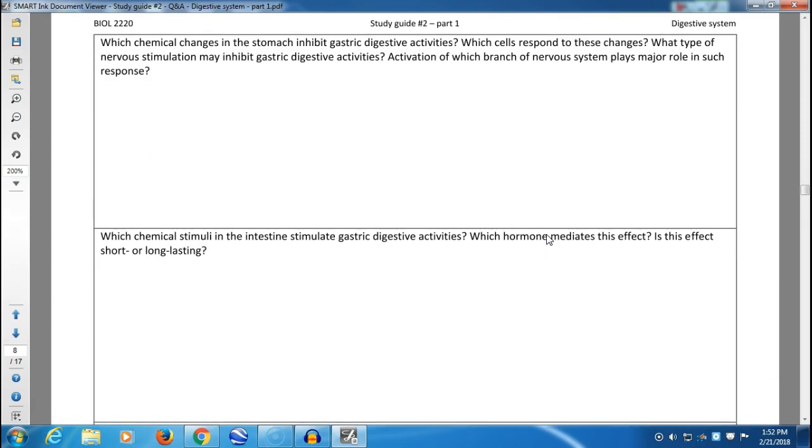Which chemical change in the stomach inhibits? Low pH and basically absence of food. Which cells respond to these changes? G cells. Which type of nervous stimulation may inhibit gastric digestive activities?